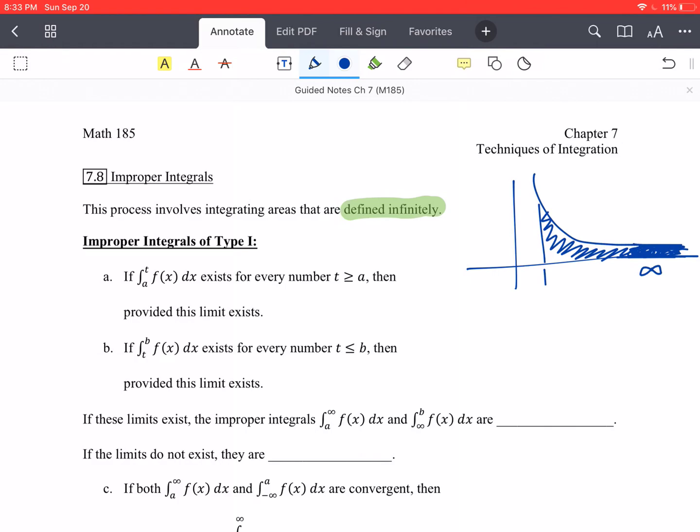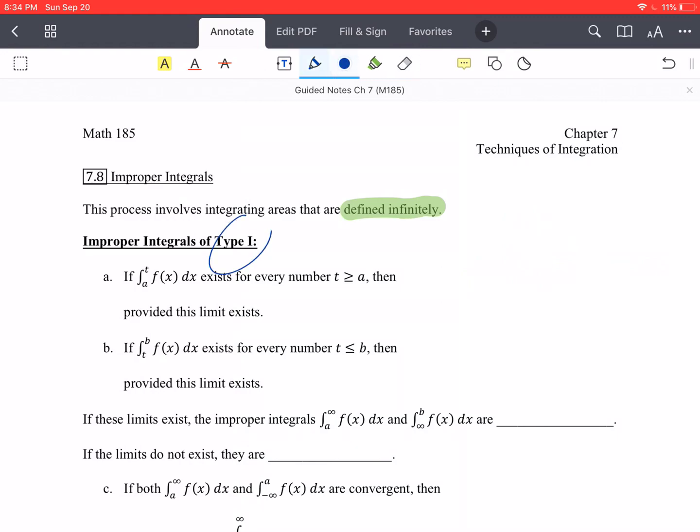And that's what we need to determine. We need to determine first of all, how to find this area, and then determine if that area actually does produce a value, or if it is just infinitely large, if it just keeps growing and growing and growing forever. Okay?